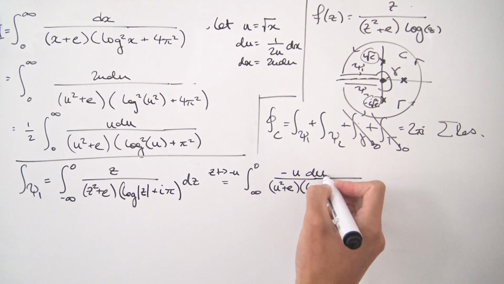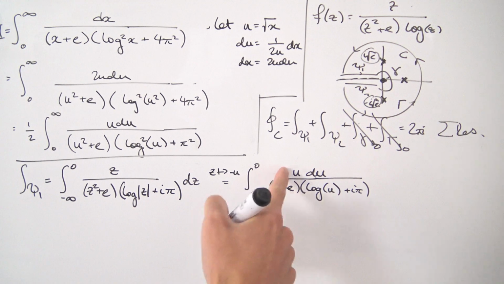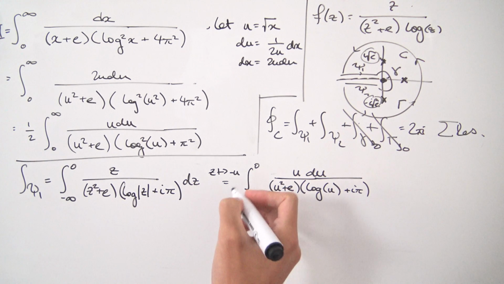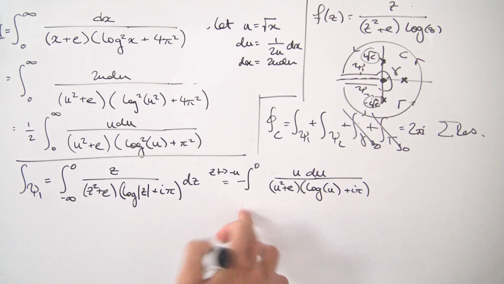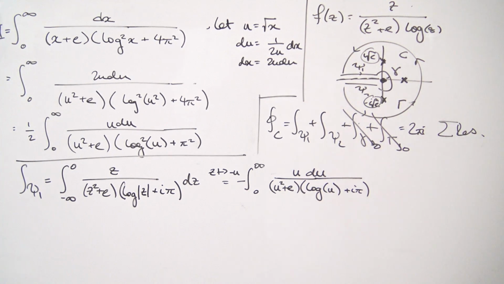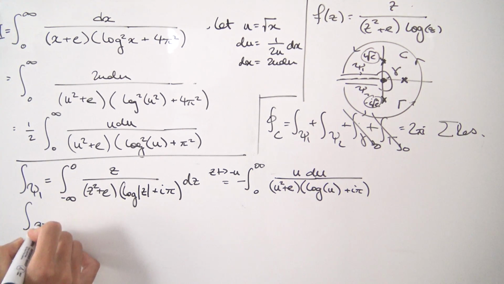So let's put in a du here, and the negative can cancel over here. What I also want to do, let's flip the bounds a little bit. So let's introduce a negative out here, and the bounds can flip to 0 to infinity. So that's the integral over psi 1. What about the integral over psi 2?